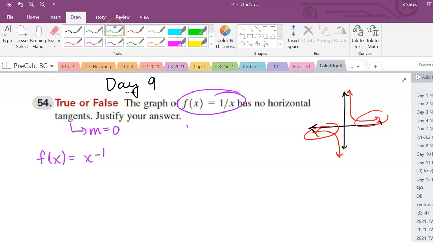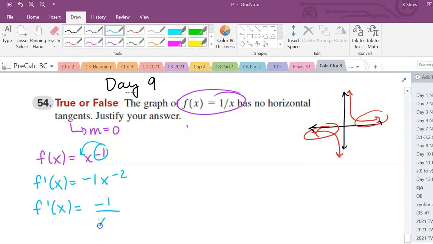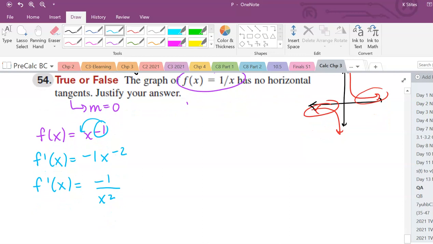So now I'll go ahead and find the derivative by bringing my exponent forward: negative 1 x to the negative 2. And normally, I don't make you rewrite this, but I'm going to do it this time. That's the same as this. So we want to see if this can have a slope of 0.